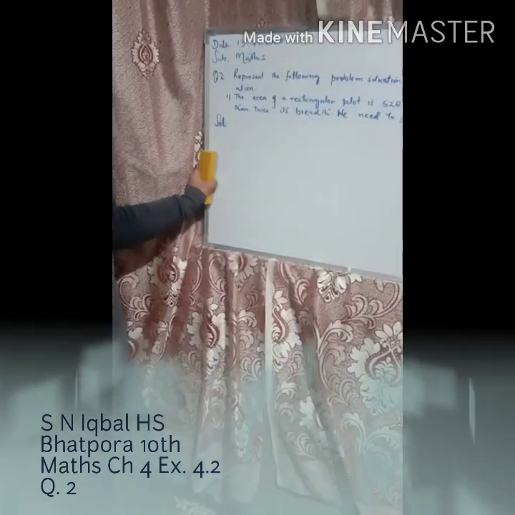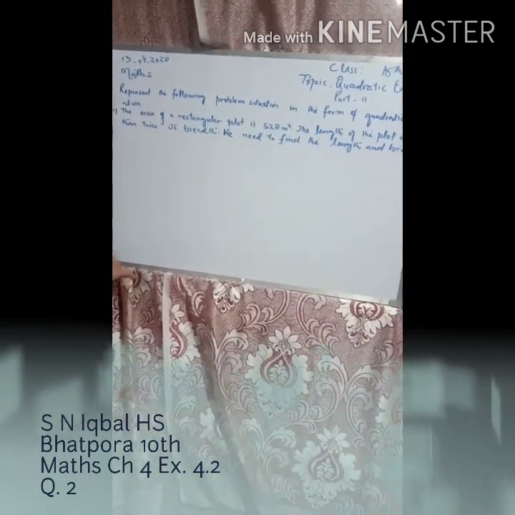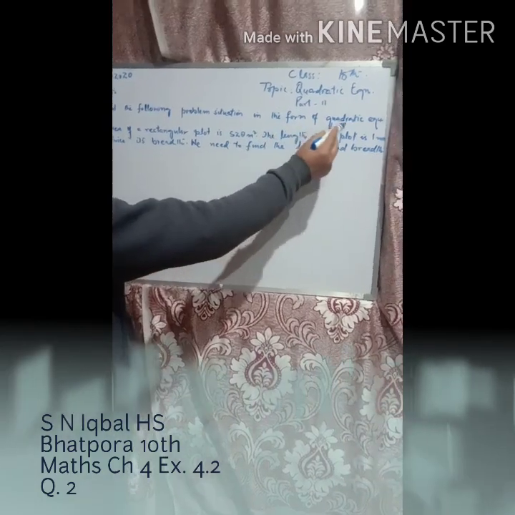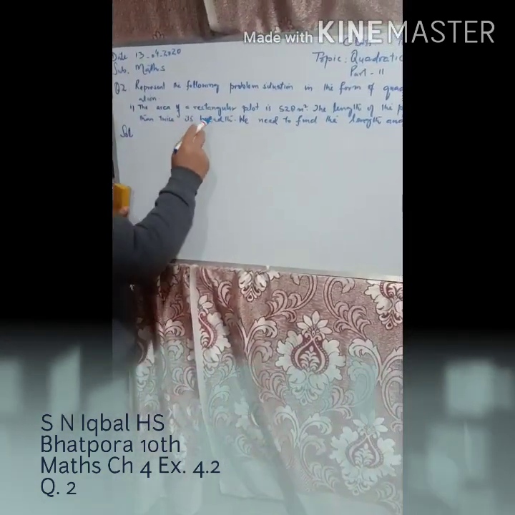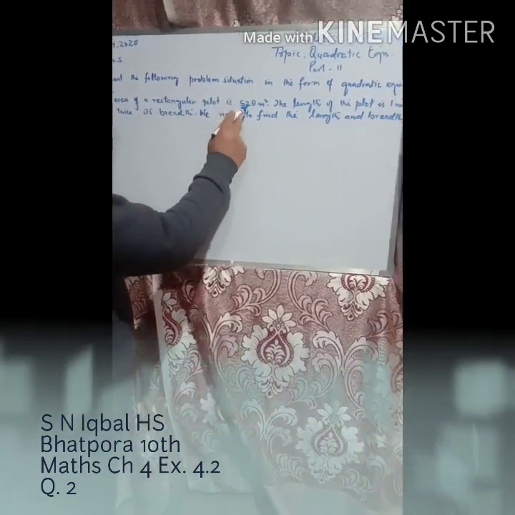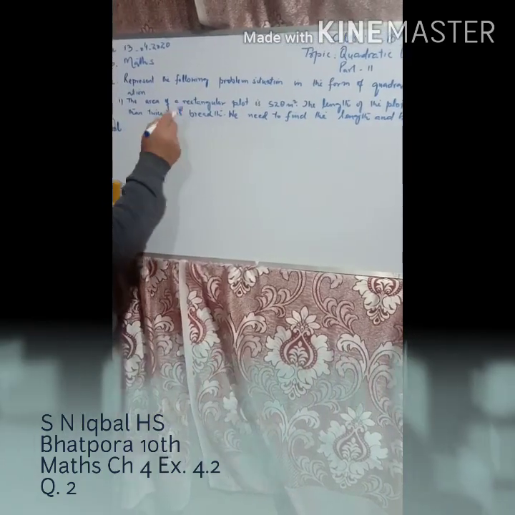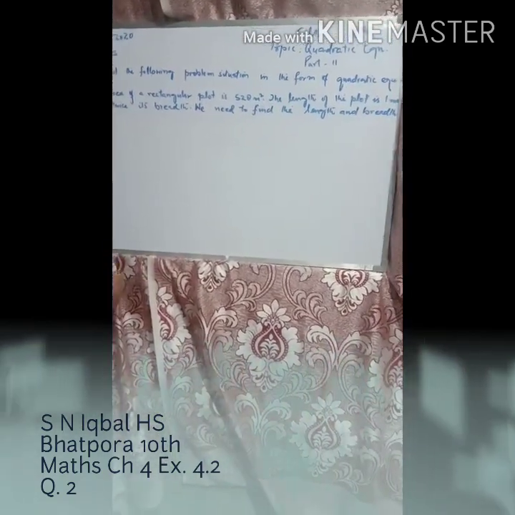In this class we will discuss question number 2 of Exercise 4.1, which is to represent the problem situation in the form of a quadratic equation. First part: the area of a rectangular plot is 528 meters square. The length of the plot is one more than twice its breadth. We need to find the length and the breadth of the plot.